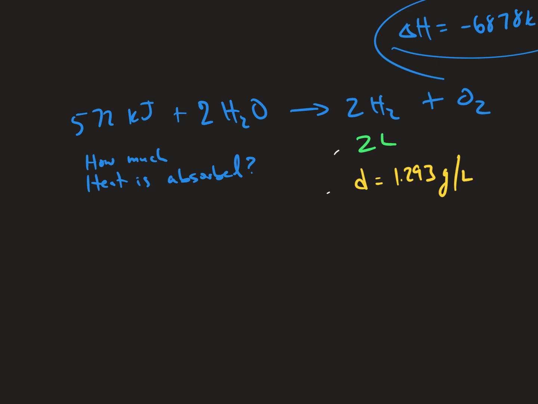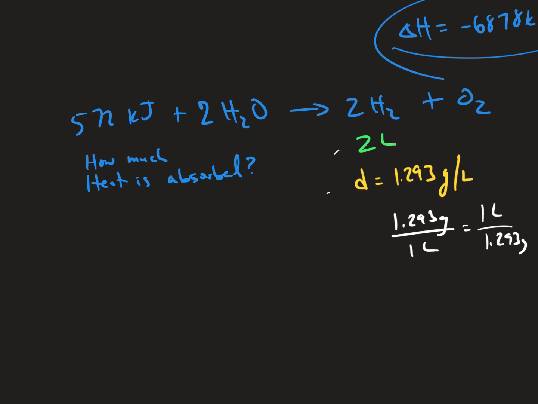Okay, sure. 1.293 grams per liter. So that's a ratio, right? That's 1.293 grams for 1 liter. We could also write it as 1 liter over 1.293 grams. Which one should we use? Is that messing with you?